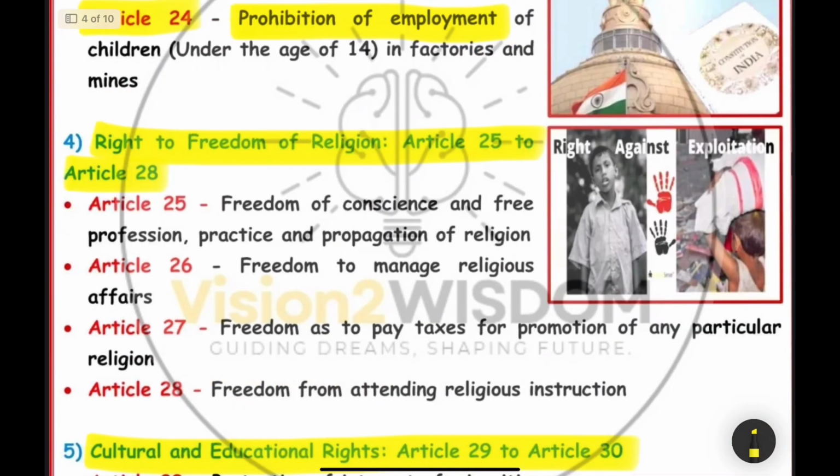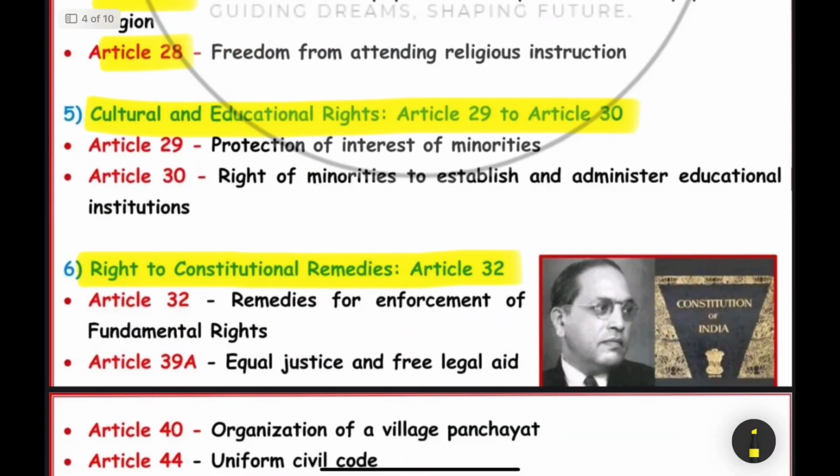Then article 25, article 26, article 27 and article 28, all four articles tell about your religion. So this is the important thing. Now article 29 and article 30. Article 29 tells about the protection of interests of minorities. And article 30 tells us about the right of minorities to establish and administer educational institutions, meaning they can establish their own institutions through which they can give their teachings to their upcoming generation. So this is the important thing related to article 30.